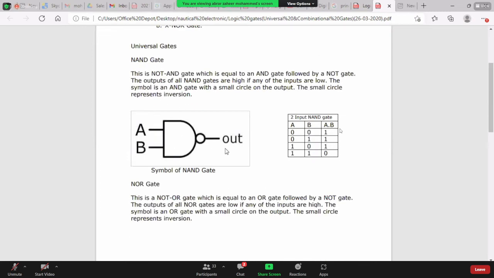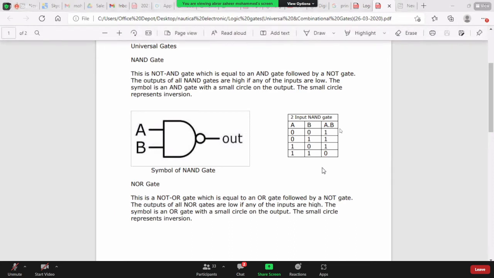A and B are the inputs, and the output is A dot B the whole bar. So for 0, 0, the output is 1. For 0, 1 also it is 1. For 1, 0, the output is 1. And for 1, 1, it is 0. Okay.